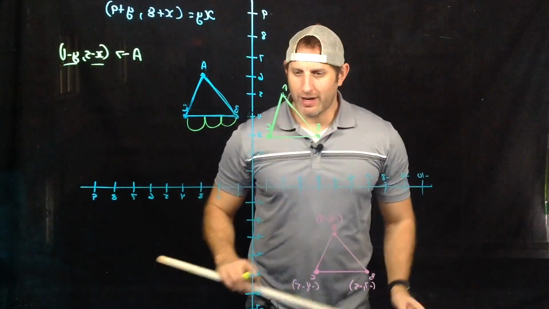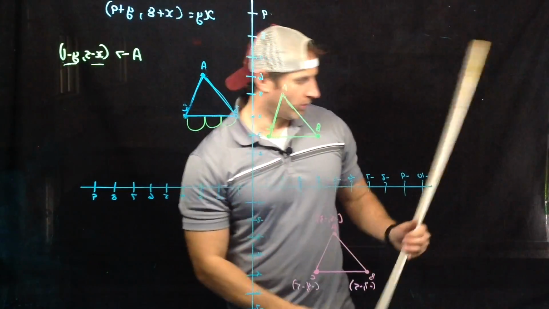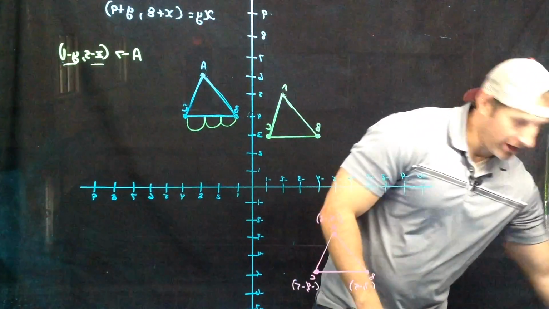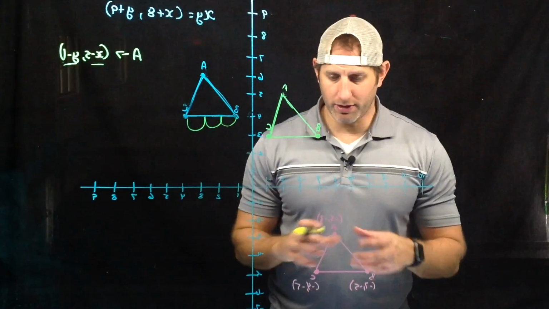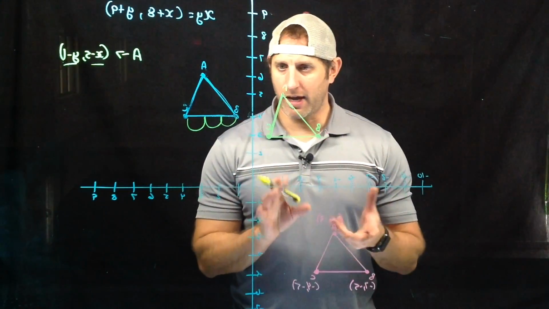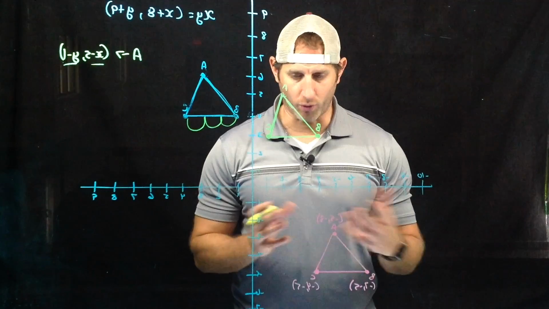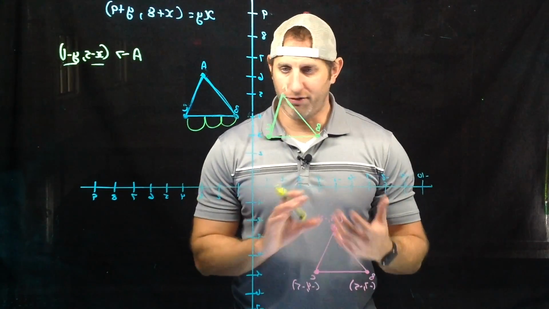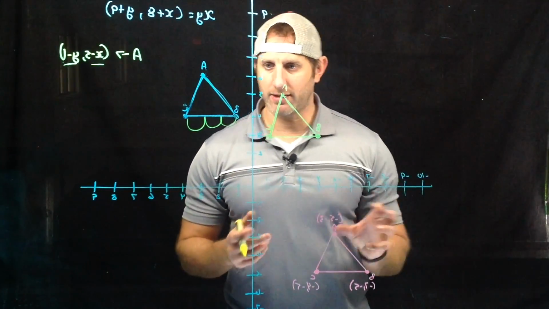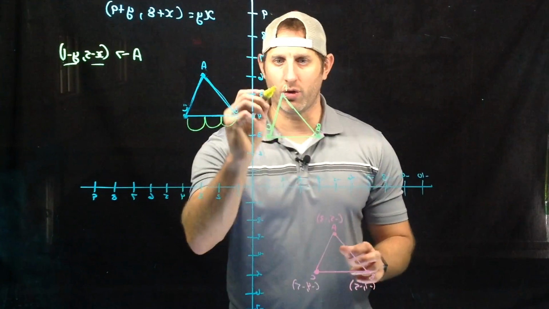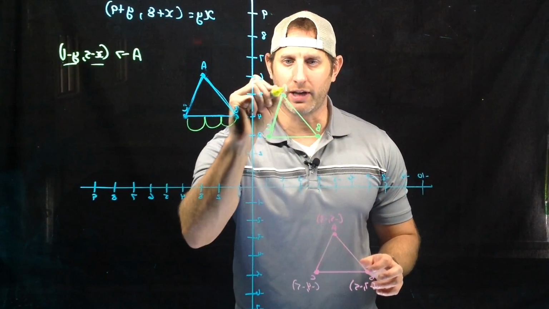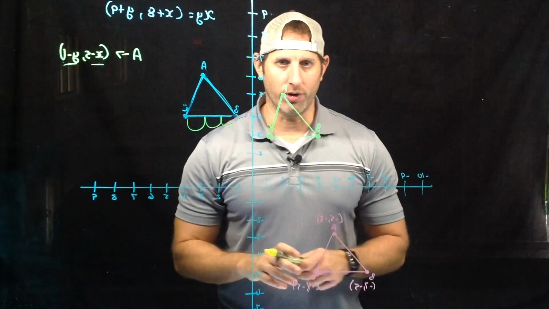And so that is what translations are. Remembering, we'll do a quick recap, that a translation is always going to remain the same size and orientation. It's not going to grow, it's not going to flip, it's not going to rotate, it's simply just going to slide. So your ending shape will always look like your original shape would have.